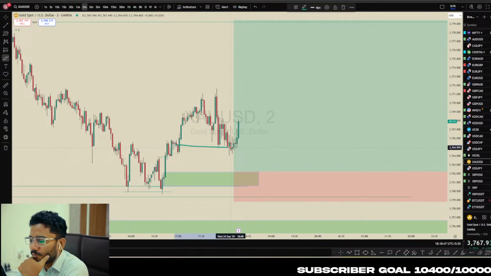If this breaks today from this order block, then I don't think price will react today itself from this order block. Maybe tomorrow.